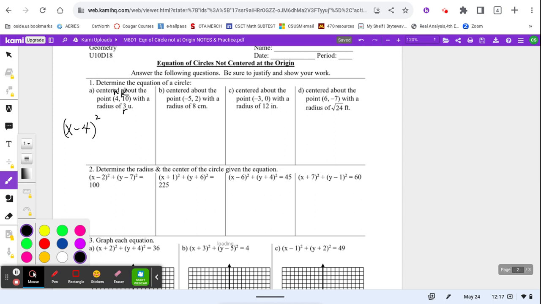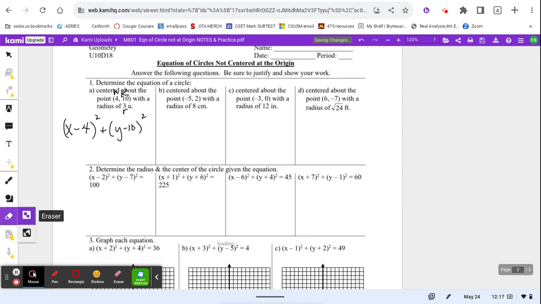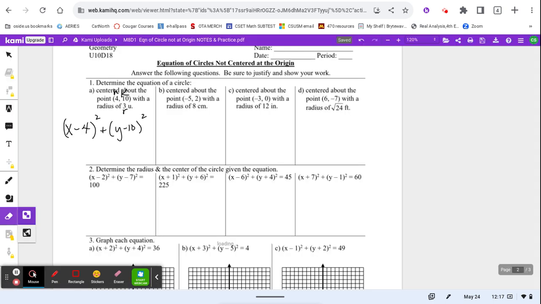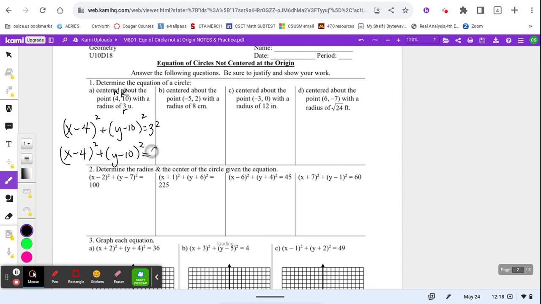Notice if it's a positive 4, it's a minus 4 in the formula. Y minus 10 squared equals 3 squared. And so you can actually write 3 squared, or you can just write 9. Do you want to just skip the 3 squared step and just write 9? So the final answer does need to have the 9. Pause the video, try the next one. Let's see what you get.